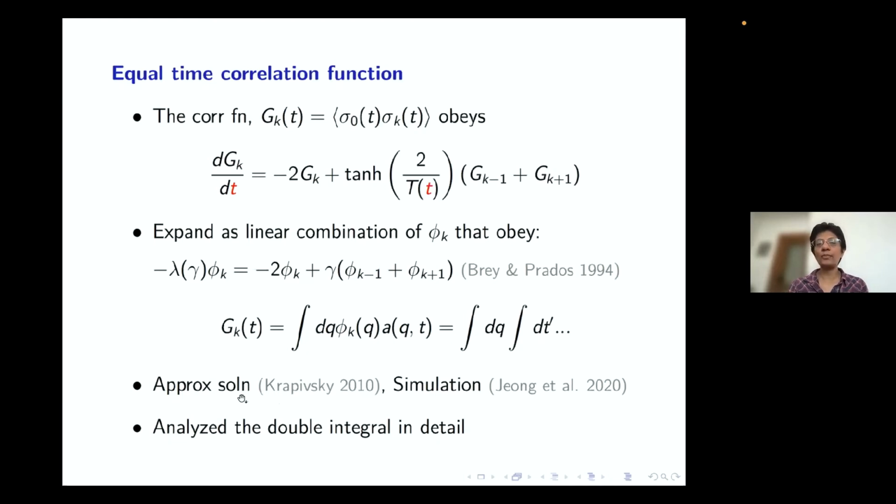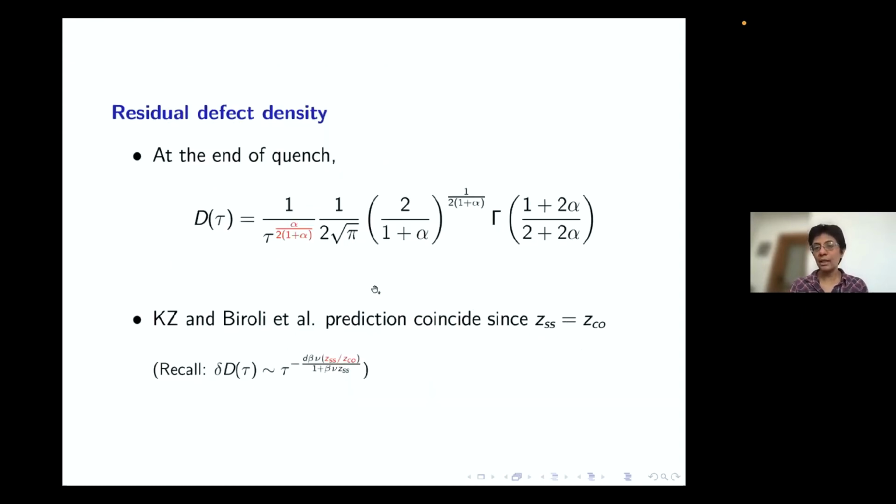Precisely this problem was visited a few years ago. However, only approximate solutions were obtained, and very recently, very detailed simulations were done. So our contribution is simply to analyze this double integral in detail. So what do we find? We again looked at the defect density, and it decays as a power law as expected. However, this power law prediction coincides with the Kibble-Zurek answer as well as Biroli et al., simply because it happens that these two exponents are equal for this model. Both are equal to 2. That's kind of unfortunate, but that's what it is.